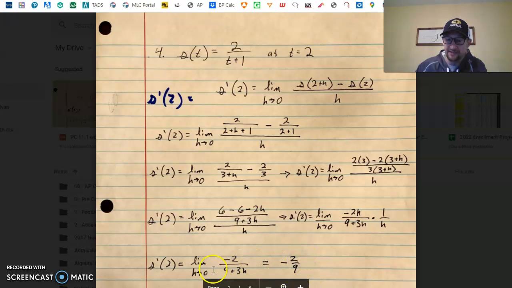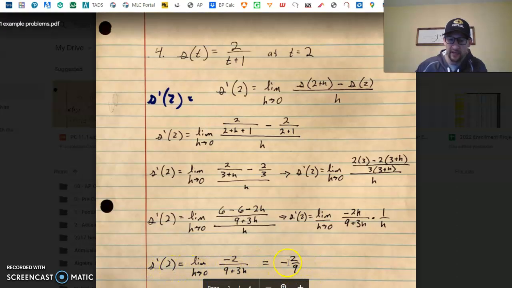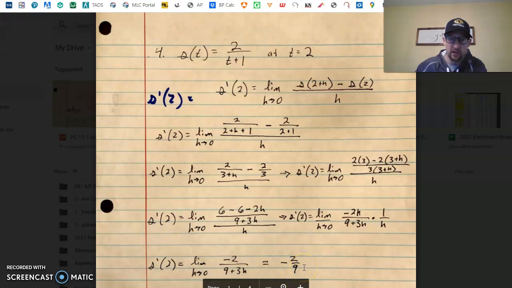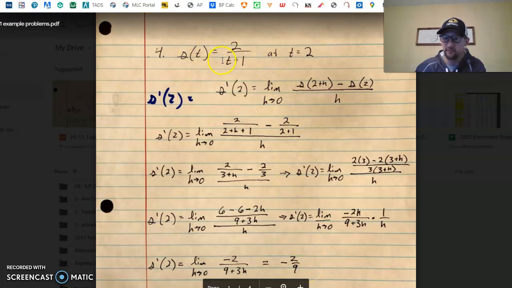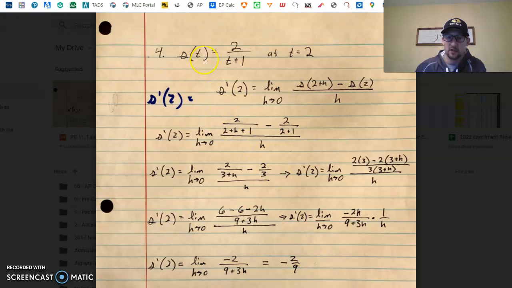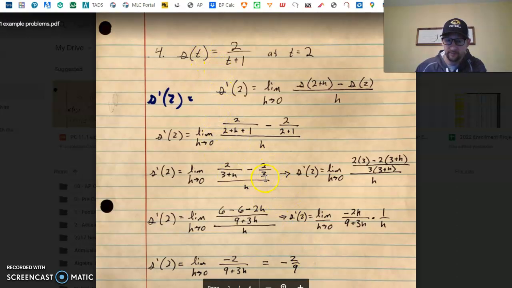Negative 2/9 is the s prime of 2. Negative 2/9 would be the slope of the tangent line at that point. It would be the instantaneous velocity if this is a position and velocity function that we're working with. So I found the derivative using the limit of the difference quotient.